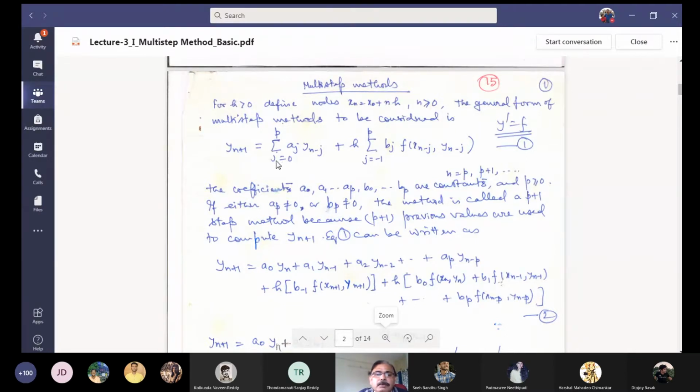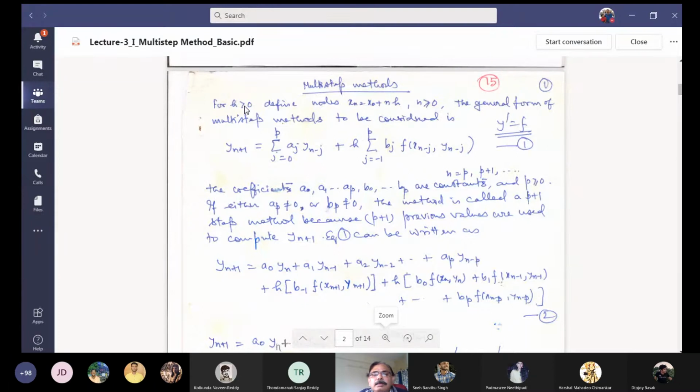So j equal to 0 to p. Obviously, all those things I have already told you. You know it very well that if a problem is given, its domain is given to you, then you have to subdivide that domain into subdivisions, and suppose you divide into n subdivisions, then x n will be x naught plus n h, where x naught is the initial value, h is always greater than 0, that is your step size, very obvious.